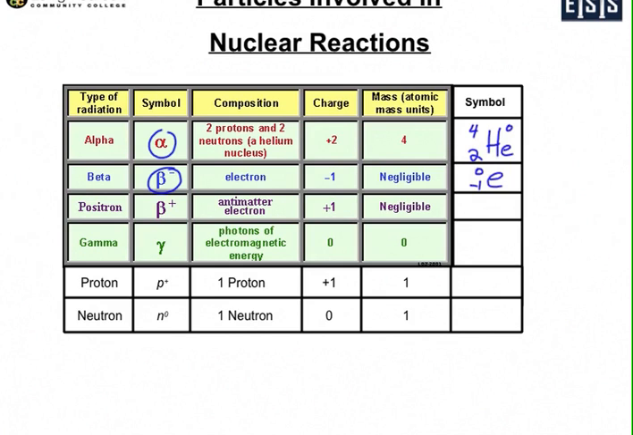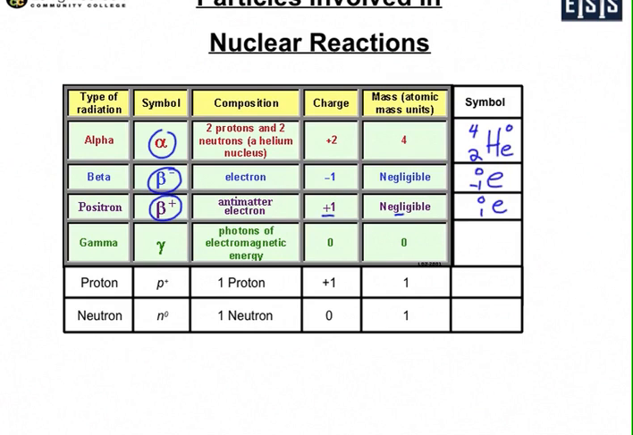A positron decay, we show as this symbol of a beta here with a plus charge on it. What's being released from the nucleus is an antimatter electron, which is essentially an electron that has a positive charge instead of a negative charge. So we show the +1 charge. Again, the mass is negligible. And now we're going to show e again, only we're going to show a 1 for the plus and the 0 for the mass number.